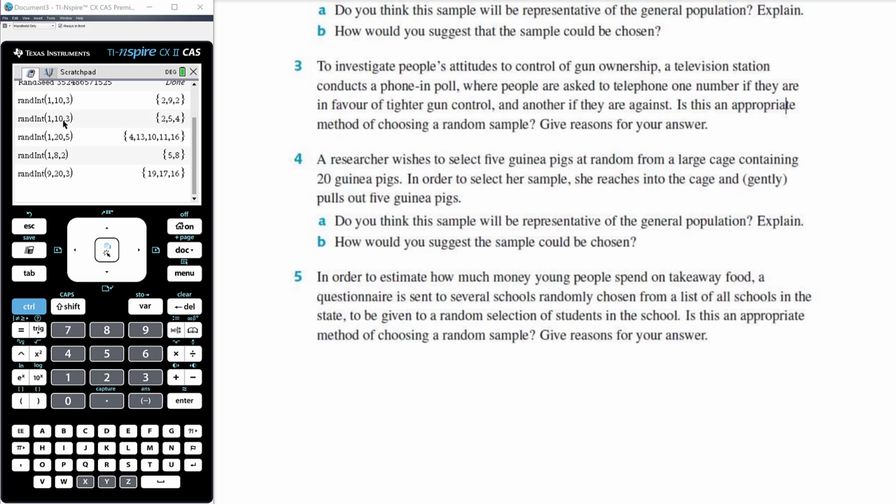Question 5, in order to estimate how much money young people spend on takeaway food, a questionnaire is sent to several schools, randomly chosen from a list of all schools in the state, to be given to a random selection of students in the school. Is this an appropriate method of choosing a random sample? Give reasons for your answer.